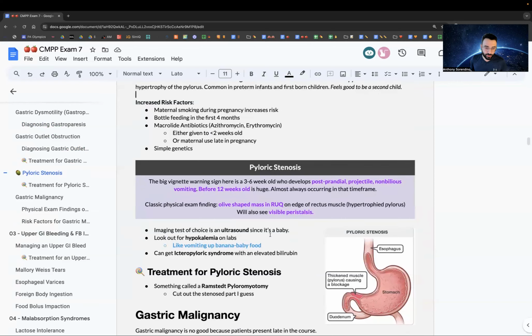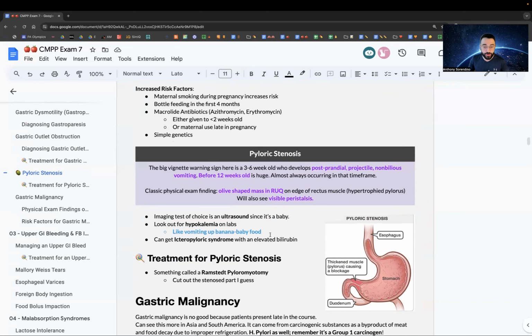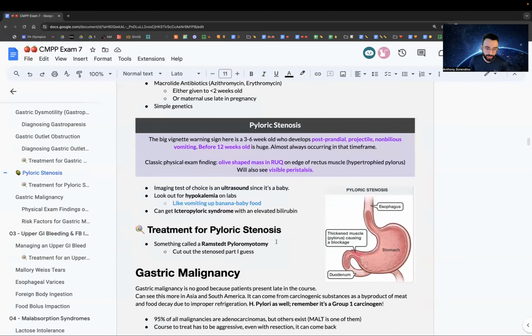Here's like a big vignette. So you have a 3 to 6 week old who develops postprandial projectile non-bilious vomiting. Before 12 weeks is huge. Like all of these are seen before that. Okay. And a classical physical exam finding is going to be an olive-shaped mass in the right upper quadrant on the edge of the rectus muscle. So that's going to be that hypertrophied pylorus that you're feeling. You're also going to see visible peristalsis. So definitely there's going to be a question about that.